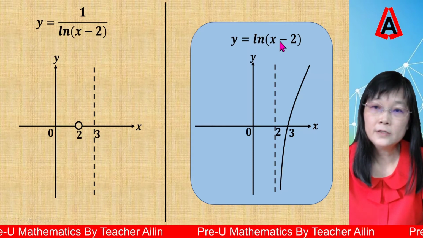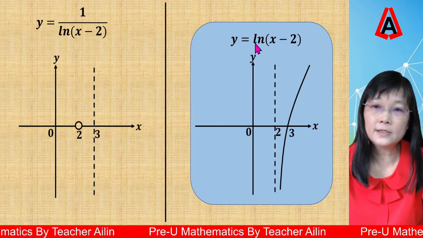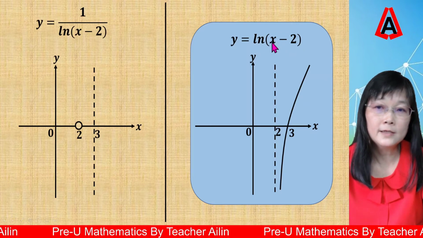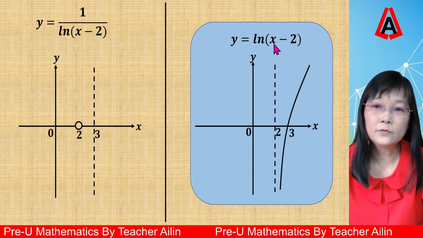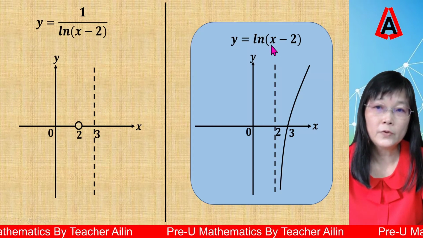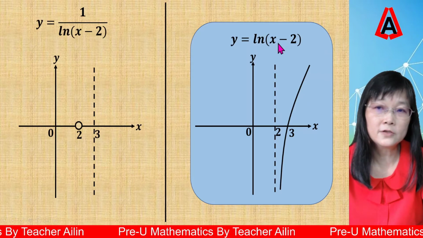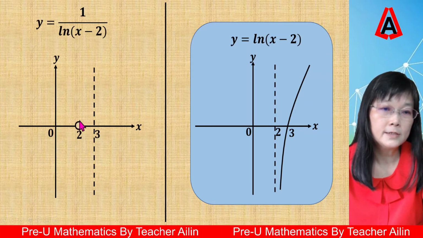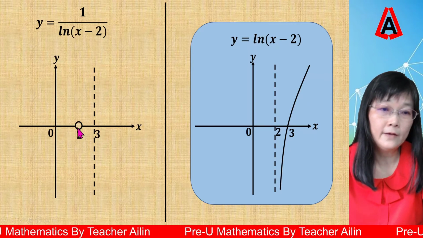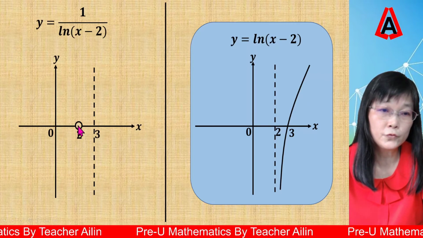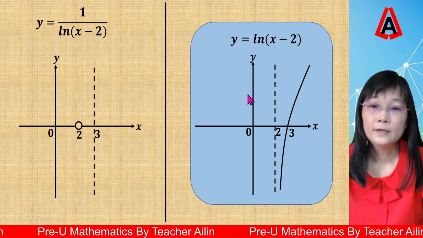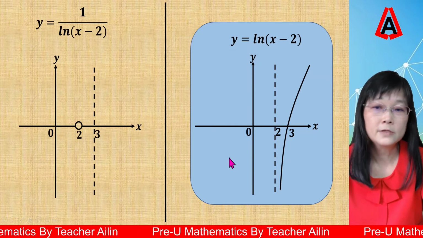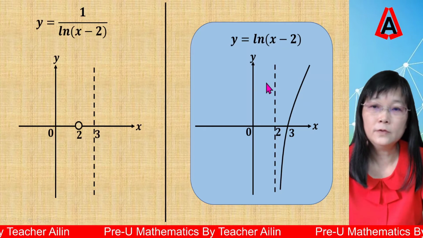But because the function is ln x minus 2, we know that x will never equal 2, because when x is equal to 2, the function is undefined. So this is the value of x, but it is never equal to 2. Now, since this graph has no y-intercept, we continue.